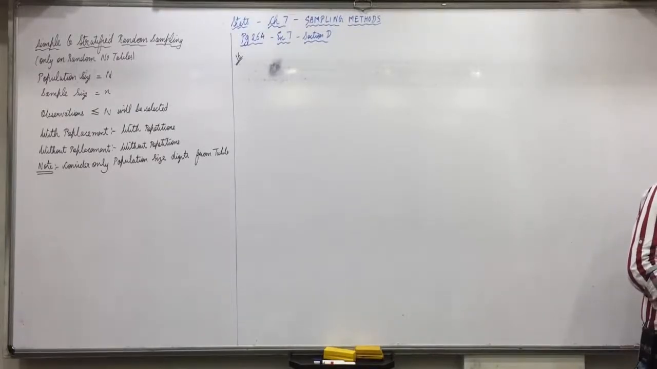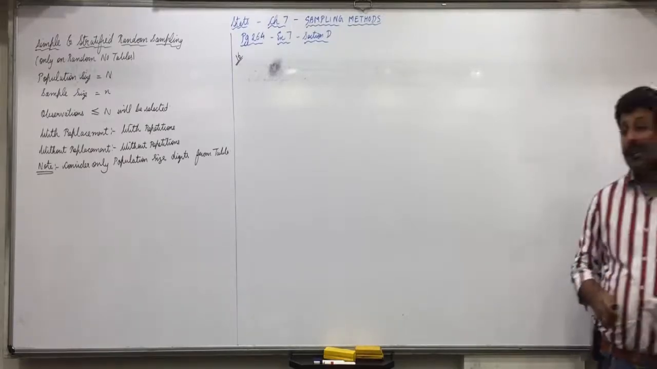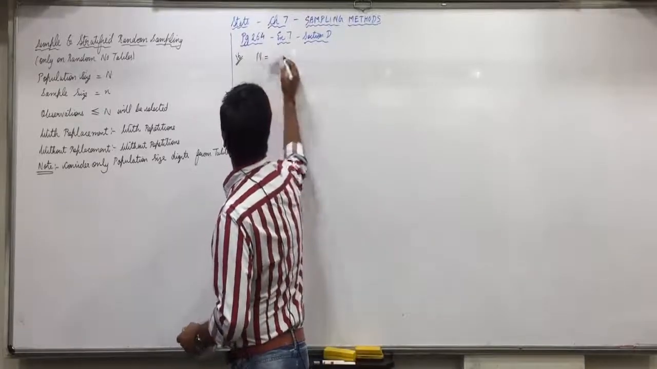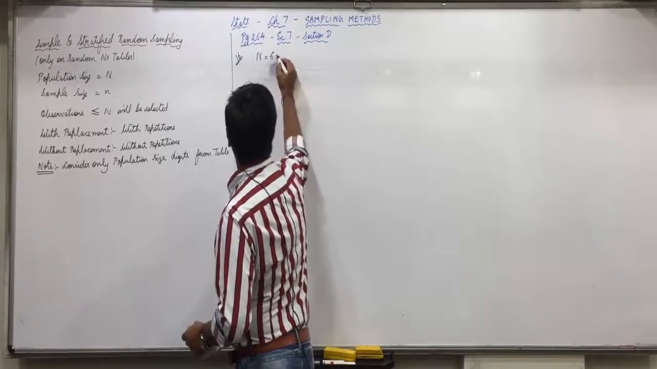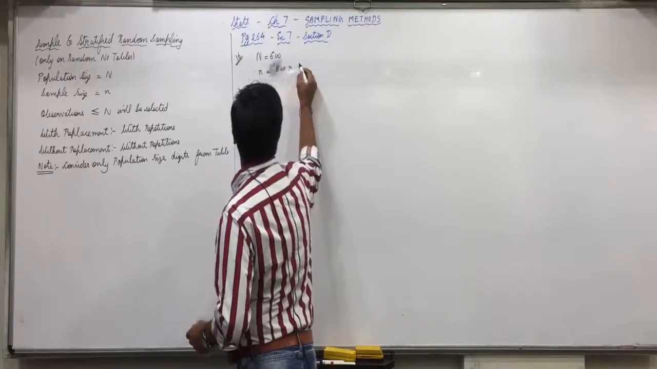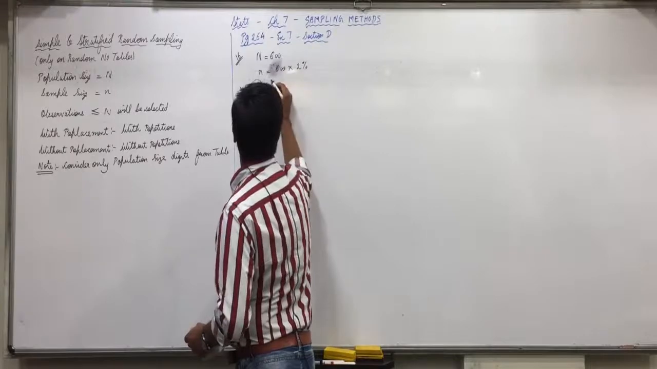Using the following 3-digit random numbers, we will select the 2% sample. So, write down. Capital N is 600. Small n will be 600 into 2%, which is 12.